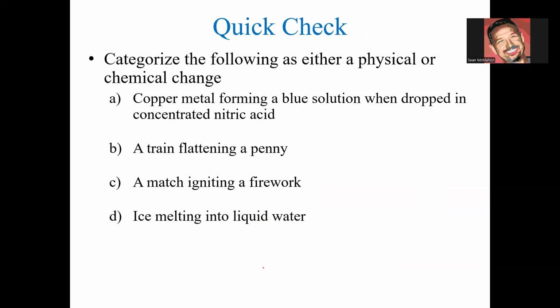All right, let's see how we're doing. Can we categorize these as either a physical or a chemical change? Copper metal forms a blue solution when dropped in nitric acid. You're actually going to do this in one of your experiments. They change the numbers every semester. It's called the copper cycle, and we'll be doing this. And it's the first chemical reaction in the copper cycle experiment.